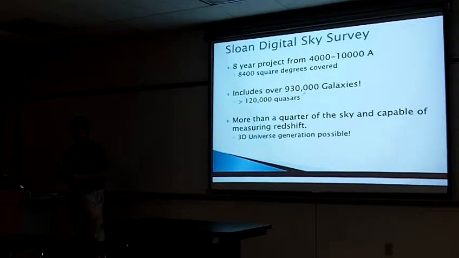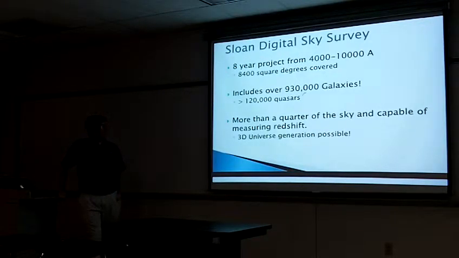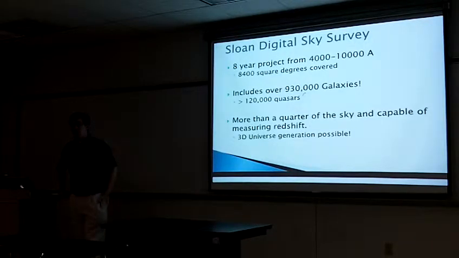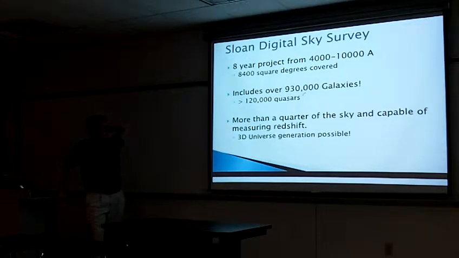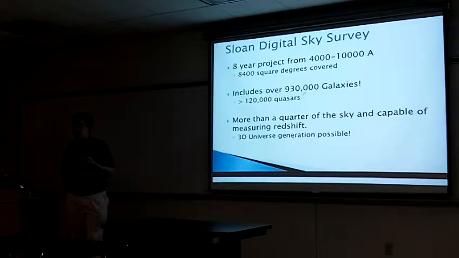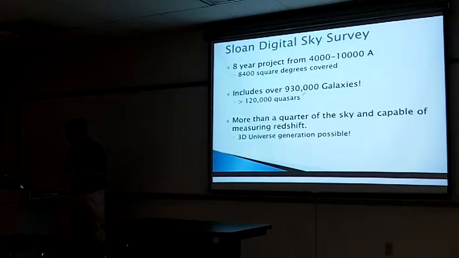Because of how big of an area this survey has analyzed, it has detected nearly 1 million galaxies and over 100,000 quasars, which are galaxies with active galactic nuclei. That 8,400 square degrees is more than a quarter of the sky. They were able to take spectra for the objects that they detected. From those spectra, they can get redshift. From that redshift, you can say how far away these objects are, and that allows you to build a three-dimensional map over the sky that you're observing.